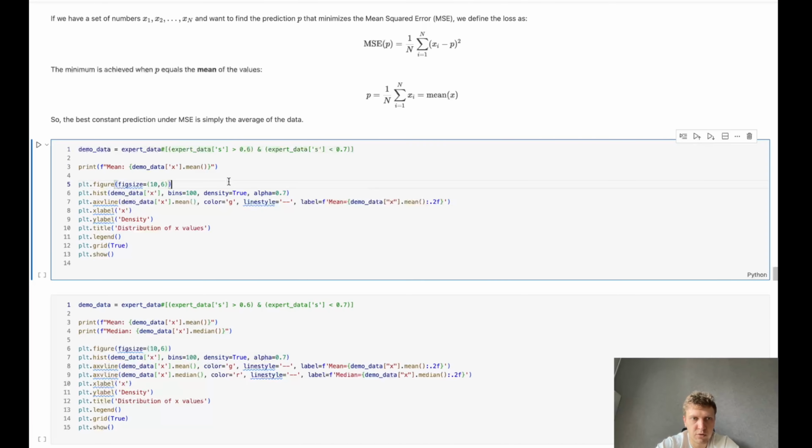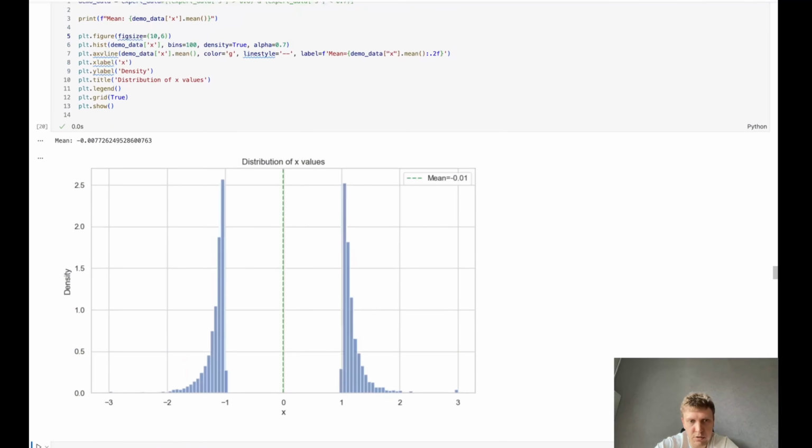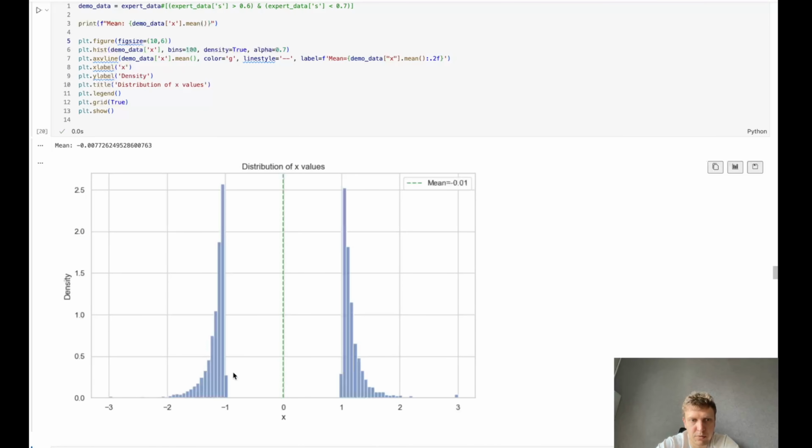Let's try to add some visualization. In this chart, I plot the distribution of the data that we have in training, and I compute the mean value for the whole data. And you can see that when our distribution is symmetric, then we basically predict the middle of the distribution. We predict 0, and in practice it means that our robot just directly faces the obstacle.